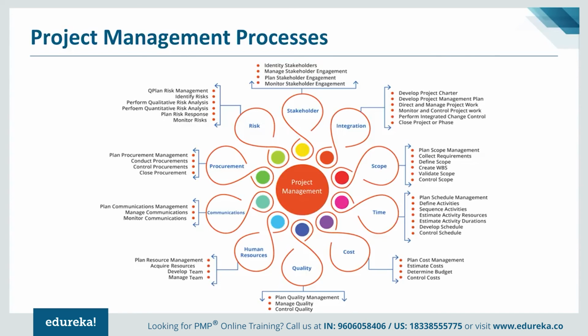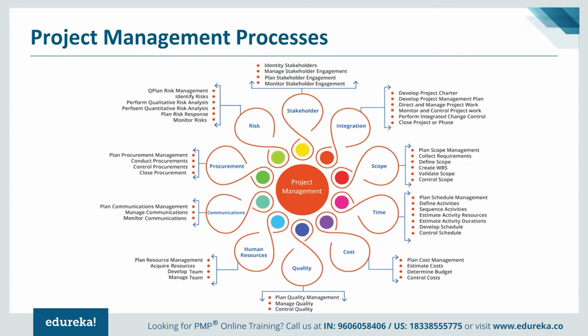And as you can see now here on the screen, we have got these 10 knowledge areas. And for each of these knowledge areas, there are defined processes. So if you count them, there are 49 of them. Let's just quickly glance through this, starting with integration management. And this is one of the biggest ones. What do we do typically as a part of integration?